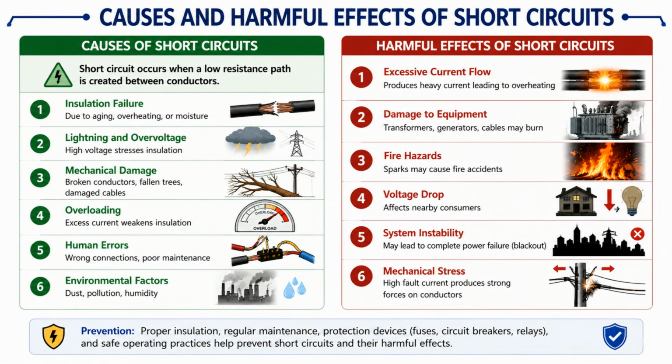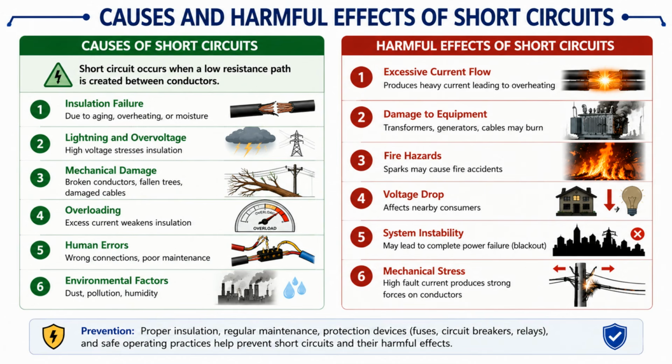Now let us discuss the causes and harmful effects of short circuits. What is a short circuit? A short circuit occurs when a low-resistance path is created between conductors. As a result, a very large current flows through the circuit, which can damage the electrical system. Causes of short circuits. 1. Insulation failure. Insulation may become weak due to aging, overheating, or moisture. 2. Lightning and overvoltage. Lightning strikes and high voltage can damage insulation.